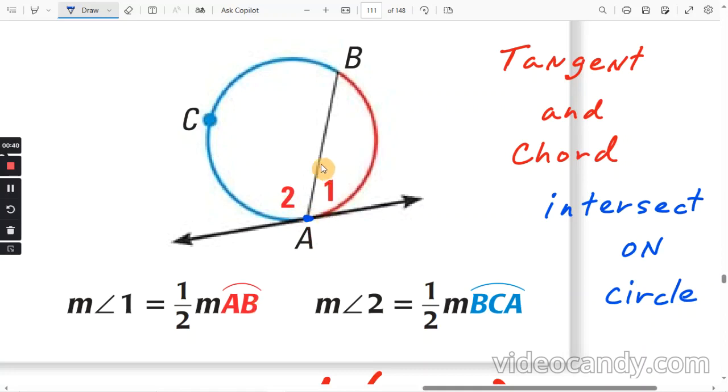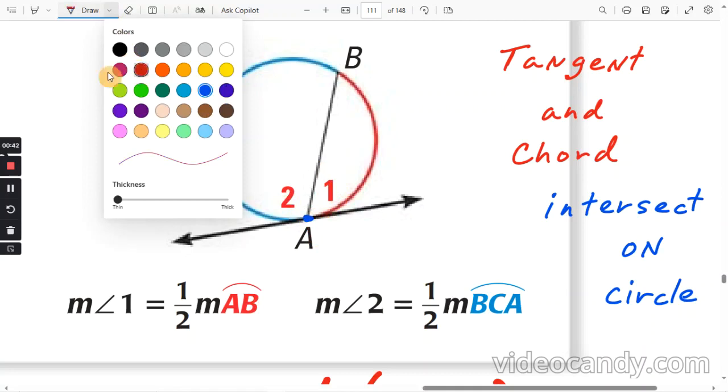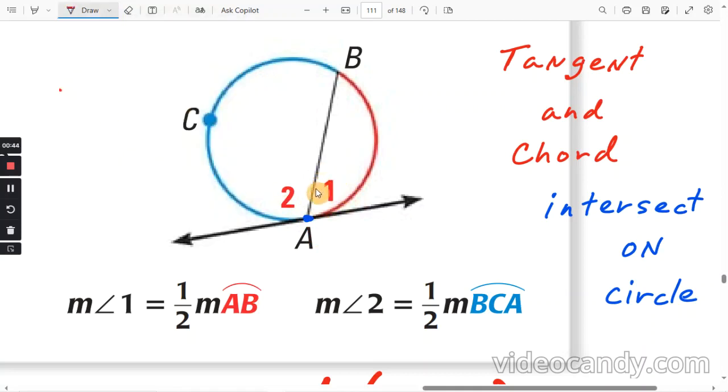Okay, so you can see, I'll do it in red. Angle 1 is this angle right here. The arc for angle 1 runs from point B to point A. And it says that the measure of angle 1 equals half of the measure of arc AB. So it's half the arc.